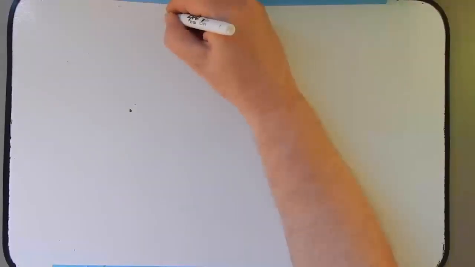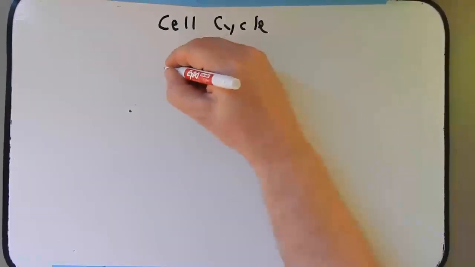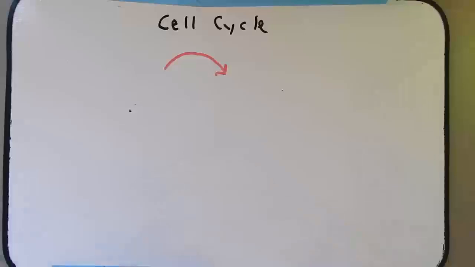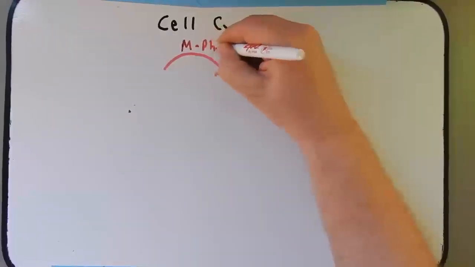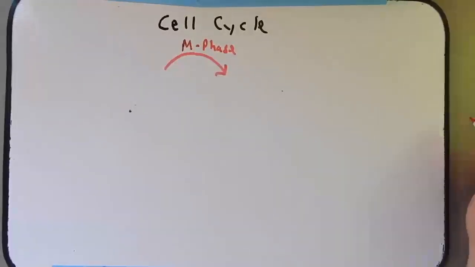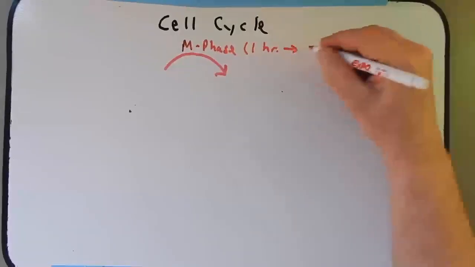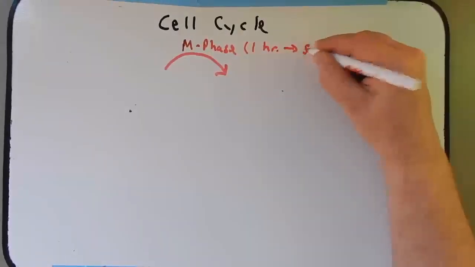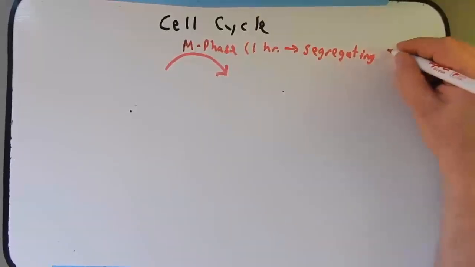And I want to talk more specifically about those two steps: copying the genetic material and then segregating the genetic material. And to do that, let's talk about the cell cycle. We can think of the cell cycle as occurring in two distinct stages. Up here is the M phase. This is mitosis. M phase takes about 1 hour. And this is the part of the cell cycle that involves segregating the genetic material.